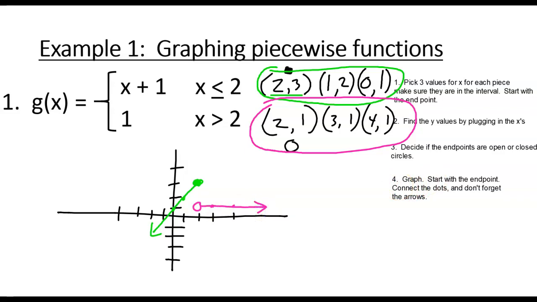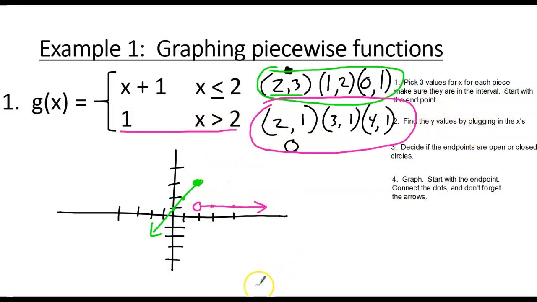So there's the graph of the piecewise function. The green one is the top piece, x plus 1. So that's the line x plus 1, and that's the part of the function for all x that's less than 2. Okay? The pink line down here is the second piece, and that's the graph of the equation y equals 1, and that's the piece that we use for all x greater than 2. So there's our piecewise function.